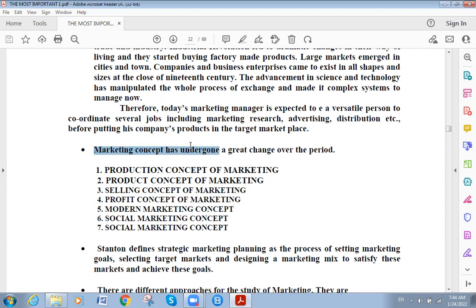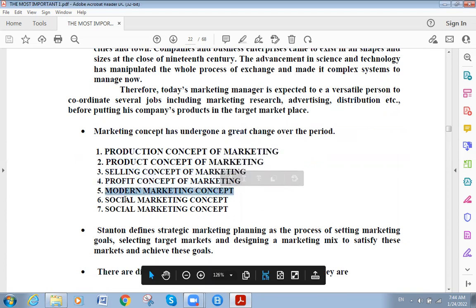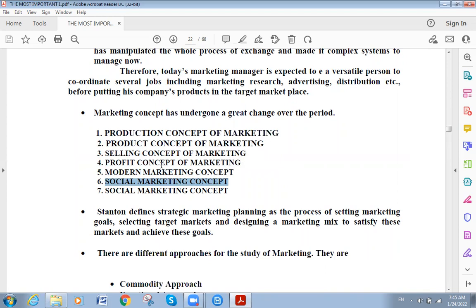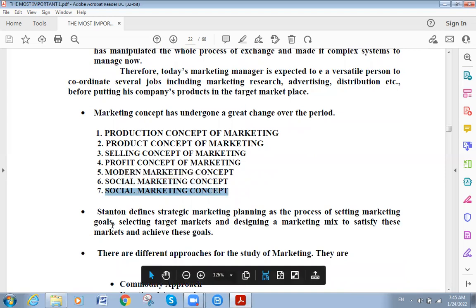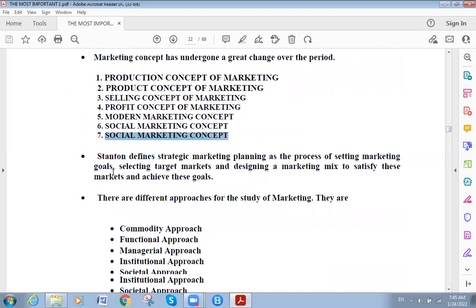So the marketing concept has undergone a great change over a period. We have the production concept of marketing, the product concept of marketing, the selling concept of marketing, and the profit concept of marketing. We have the modern marketing concept, which cares about the client. We have the social marketing concept, which means that the product must be environment friendly. The social marketing concept means that we have to care about social points, like social responsibility and the good image of the company in front of others.